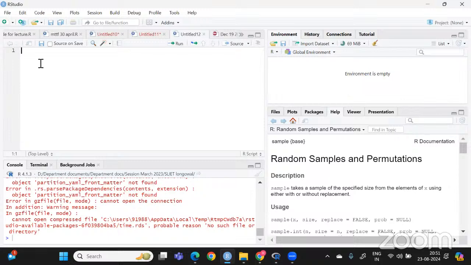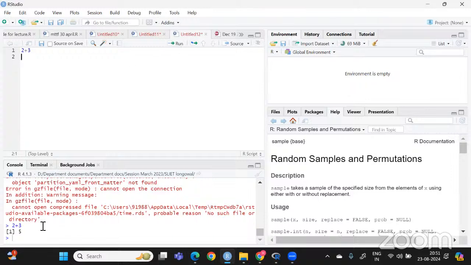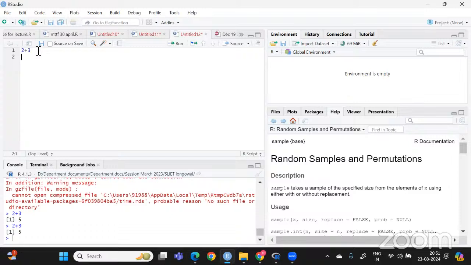Let us suppose I want to do a simple operation, 2 plus 3. Then I either go to Run and it will be executed, or I put the cursor at the end of the line and use the shortcut key Control plus Enter. When I execute this command with Control plus Enter, I will get the same output.